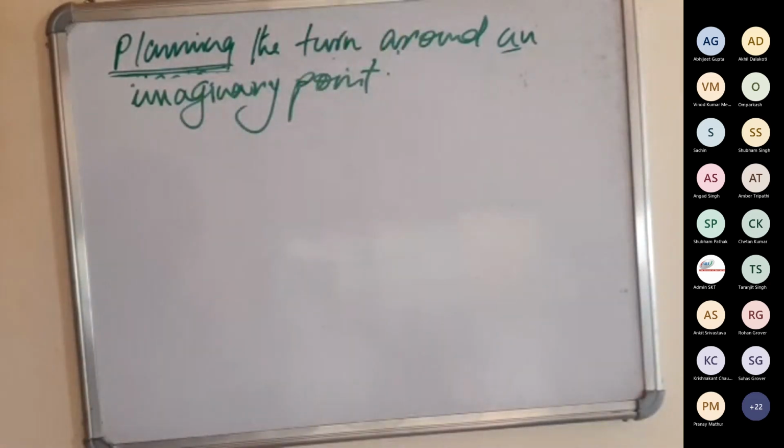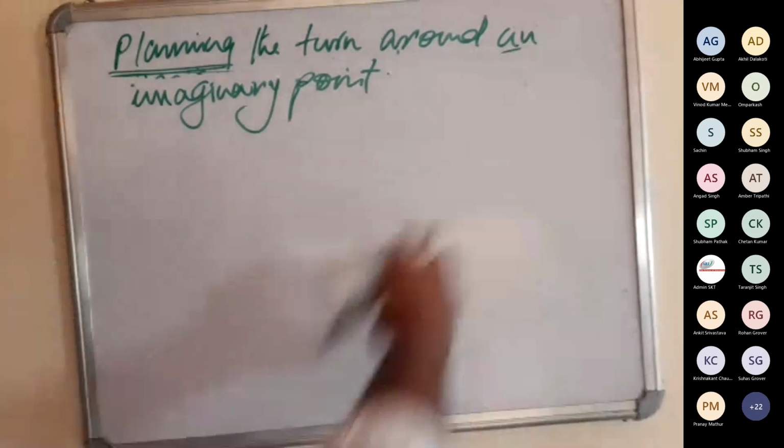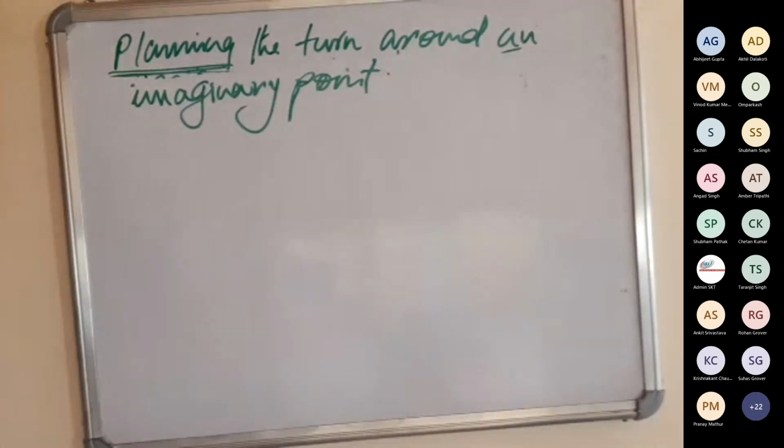Next one is planning the turn around an imaginary point. I don't have anything to see. I don't know where to keep the center. So in this case the process is a bit reversed.